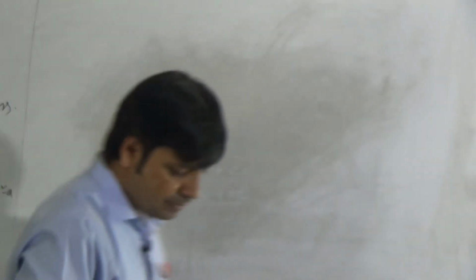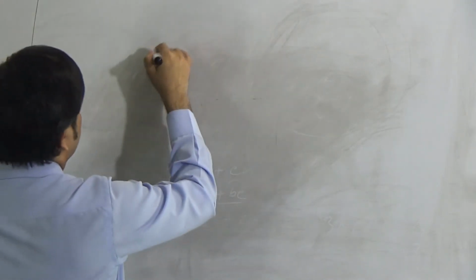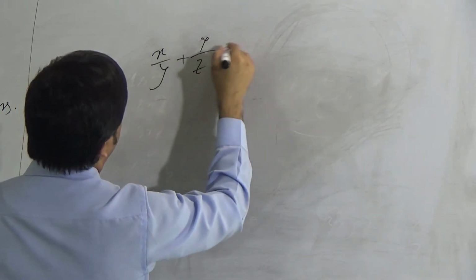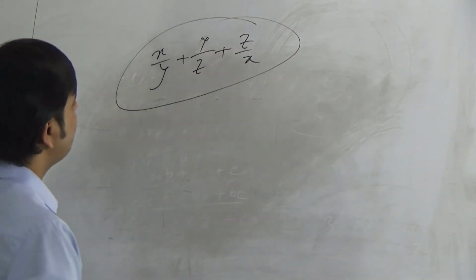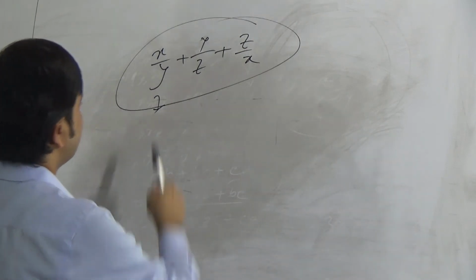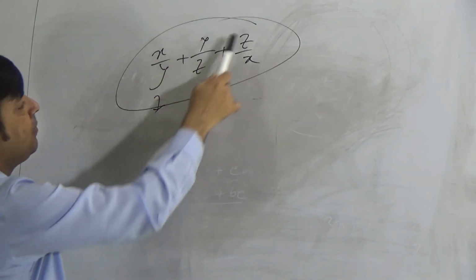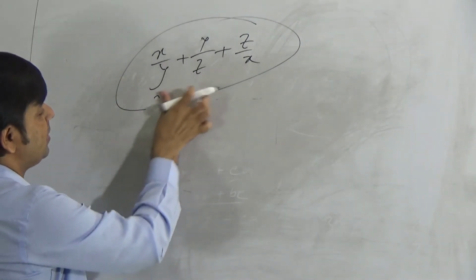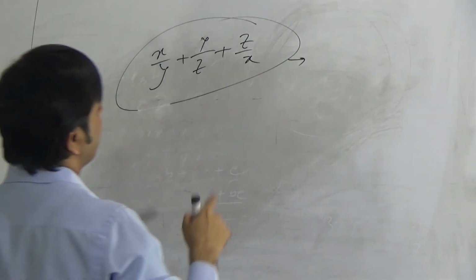Dear students, now I am writing an expression. I will check whether this is homogeneous or not. x by y plus y by z plus z by x. Will it be homogeneous? Dear students, if you see here, this polynomial has the same degree for each variable. So you can say this is homogeneous also, but we are not checking homogeneity here. In this case, we will just check whether this expression is symmetric and cyclic or not.